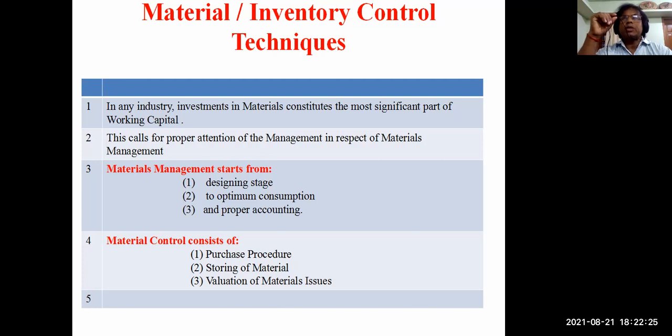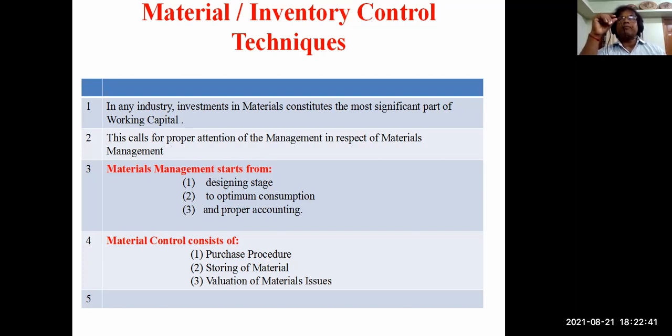But at the same time, there is one more, the stores ledger account. In the stores ledger account also, we record when you purchase the material, when you issue the material, and how much is the closing stock of material. All these things we record.